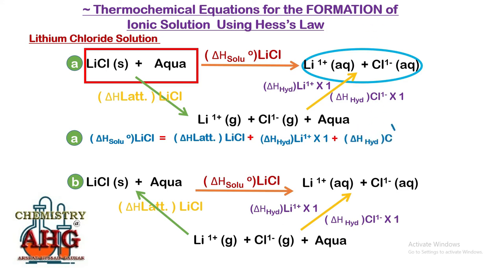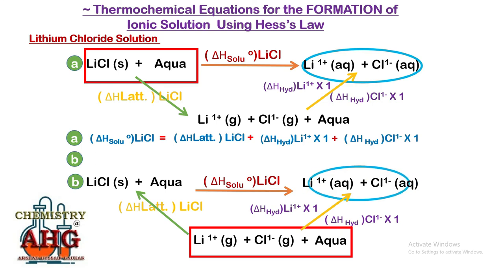So the important thing to be remembered, if you are showing bond breaking during the formation of an ionic solution, the resultant vector, the enthalpy change of the direct path, will be enthalpy change of solution. And if you are showing bond formation during the formation of an ionic solution, then which enthalpy change will be the resultant arrow? See, in style B, the initial stage is gaseous lithium and chloride ions, and the hydrated lithium and chloride ions are the final stage.